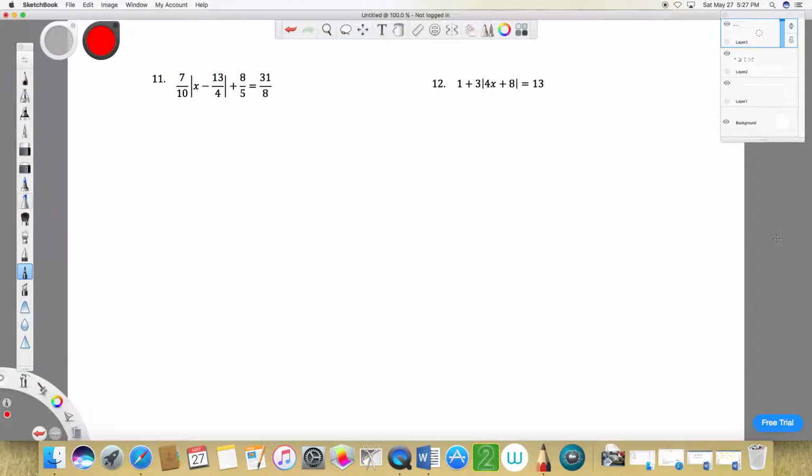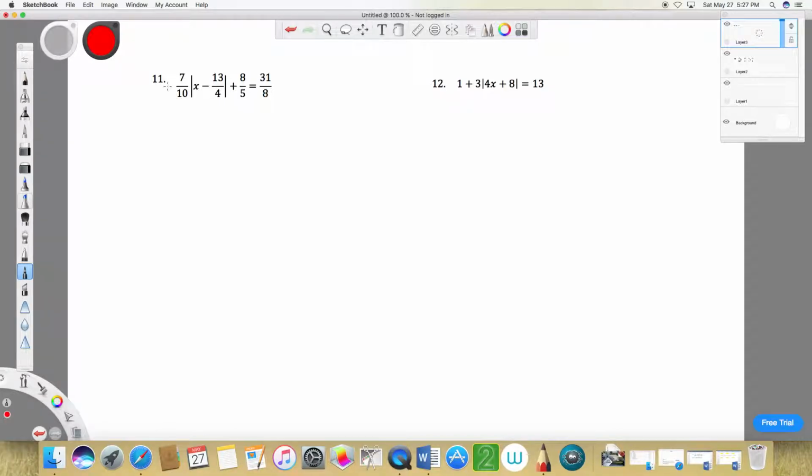Let's take a look at these two equations. They're both absolute value equations. The idea has been consistent with these problems: step by step we try to isolate the absolute value and then turn it into two equations, treating the absolute value as the distance from the origin on the number line.